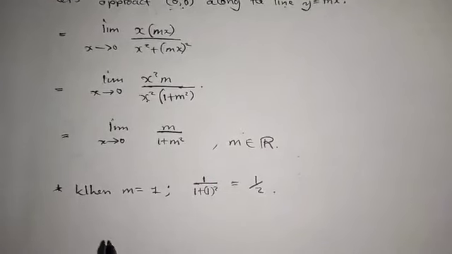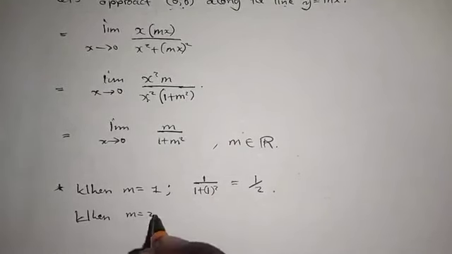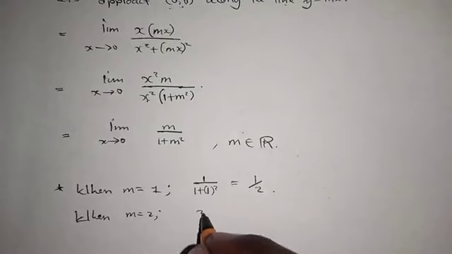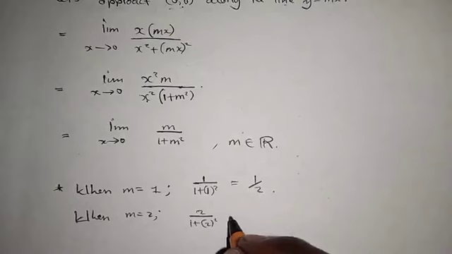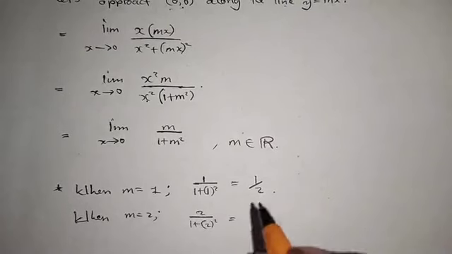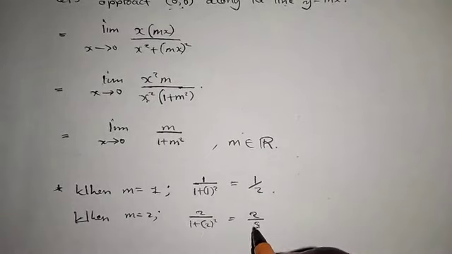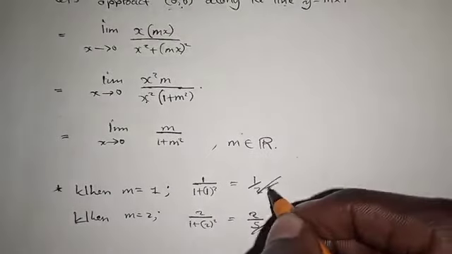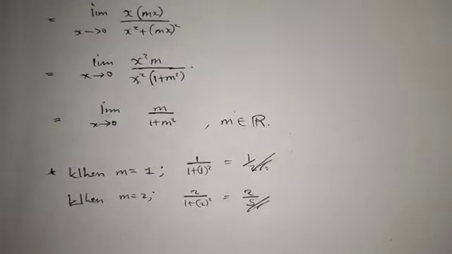Again, we can try and check using a different value for m. So when m is equal to 2, what do we have? Now it is going to be 2 over 1 plus 4, so this becomes 2 over 5. So this is another limit point. So we now have two different limit points for the same equation.